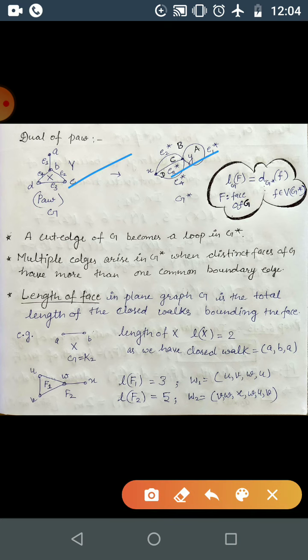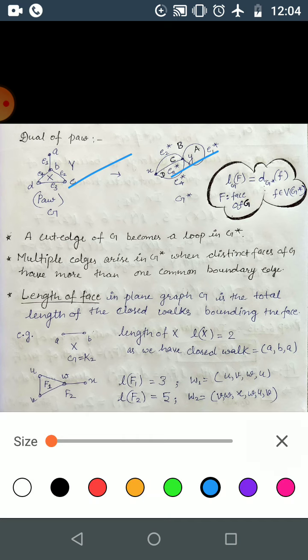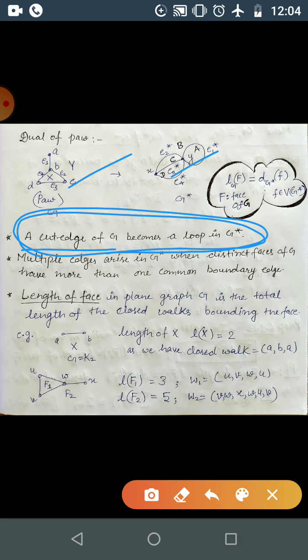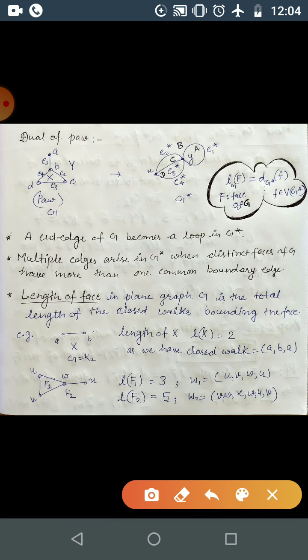Correct. Now come to a cut edge. So what I just made the statement. A cut edge, or you can just say bridge of G, becomes a loop in G star. So make this as a point. Please note it, any cut edge or bridge of G becomes a loop in G star. Okay. And multi edges arise in G star.